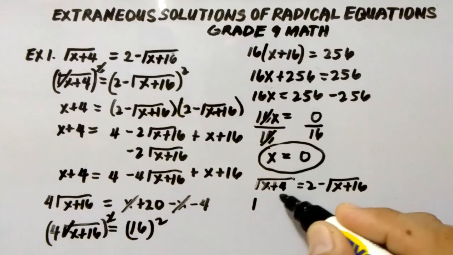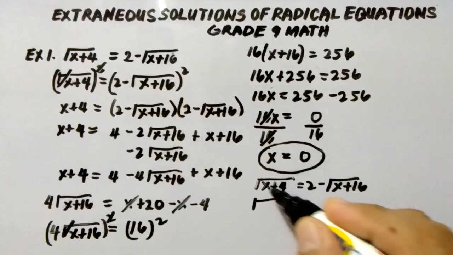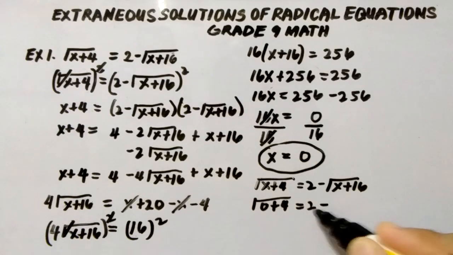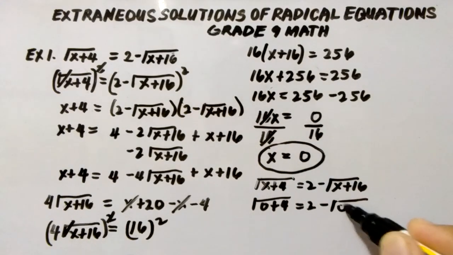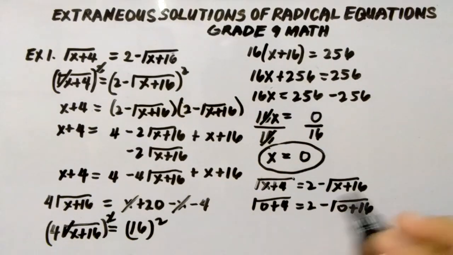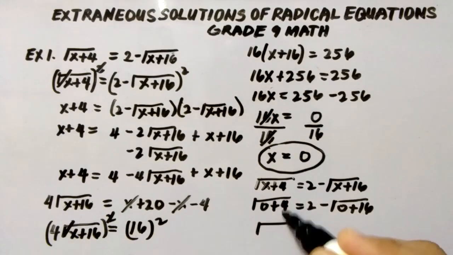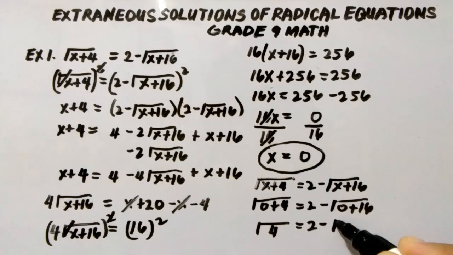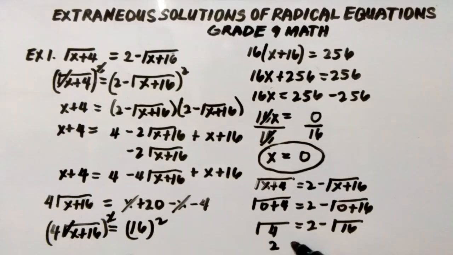Then, substitute po natin yung value ng x is equals to 0 dito po. So, we have 0 plus 4 is equals to 2 minus square root of 0 plus 16. Then, square root of 0 plus 4, that is 4, is equals to 2 minus square root of 0 plus 16, that is 16. Then, square root of 4, that is 2, is equals to 2 minus square root of 16, that is 4. Then, di na po magkakasya.